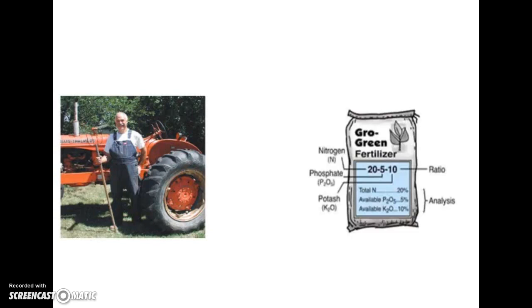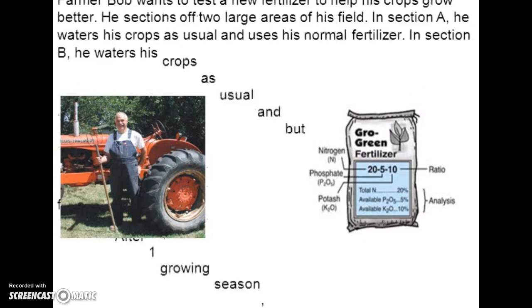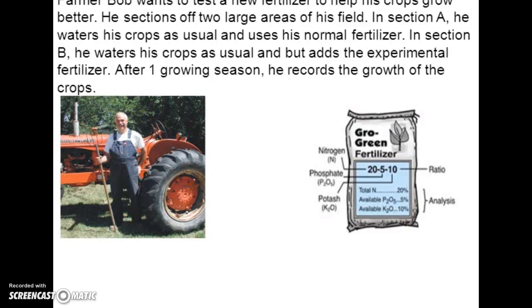In this example, here we have this farmer right here, and this farmer is going to be testing his fertilizer. So here's a picture of the fertilizer that he normally uses to grow his crops. Here's my little story here. Farmer Bob wants to test a new fertilizer to help his crops grow better.